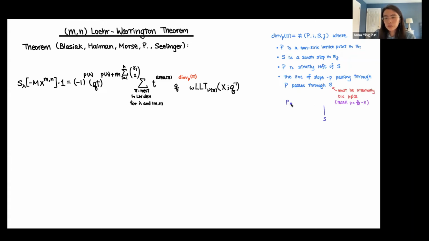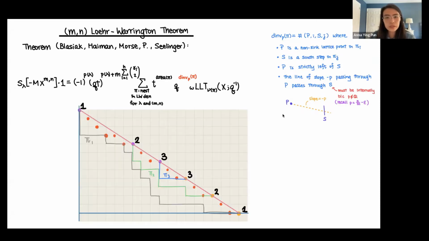Basically, I want this configuration. I want a lattice point, make sure it's non-sync, and then I want a self-step, and then draw a line through P with the slope minus this p. And the good thing about p is irrational is that I will cut the self-step internally. I don't have to worry about it cuts the top or the bottom. So then I want to find how many configurations like this in our nest. So that can be complicated.